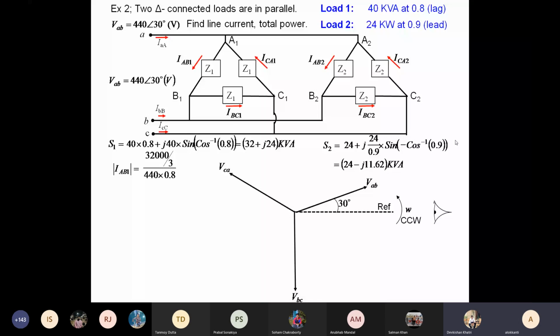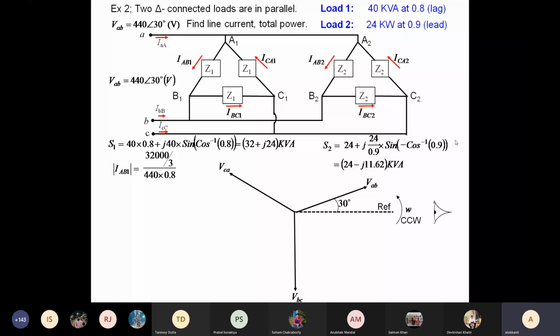But here we are only given the power. So the active power is 32 kilowatts, and 32 kilowatts is in the three phases. So per phase it is 32,000 by 3. And the line voltage that is applied is 440 into 0.8. That is the magnitude of the phase current in the first load.